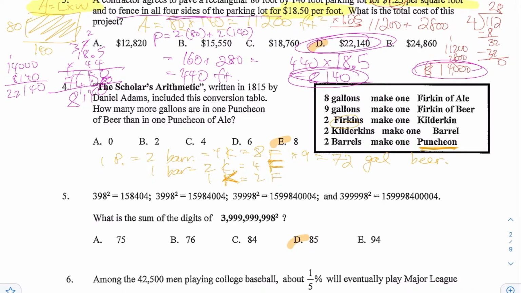Now for the ale, everything's the same, but instead of multiplying by 9, you'll have to multiply this 8 by 8, because there's only 8 gallons in 1 firkin of ale. So you have 8 firkins times 8, which will be 64. And this is for ale. So when you subtract, it's going to be choice E, 872 minus 64.